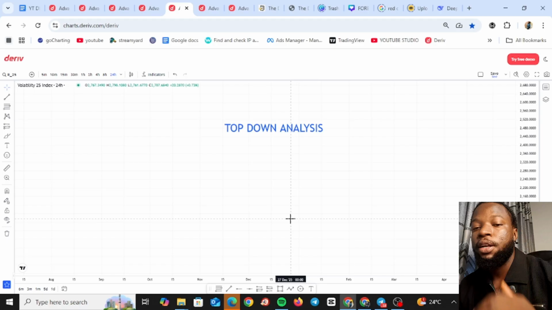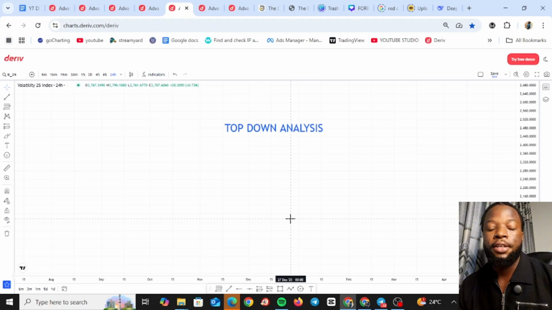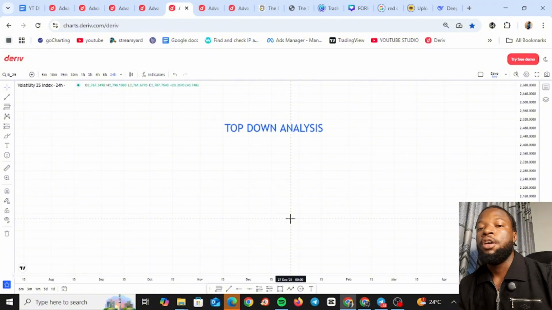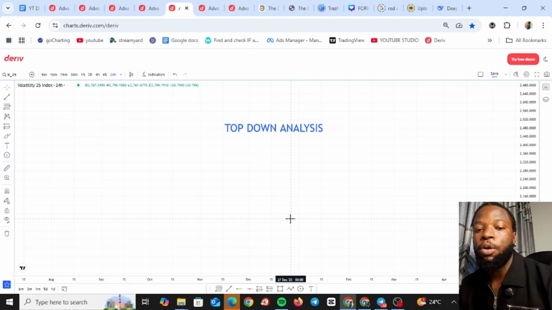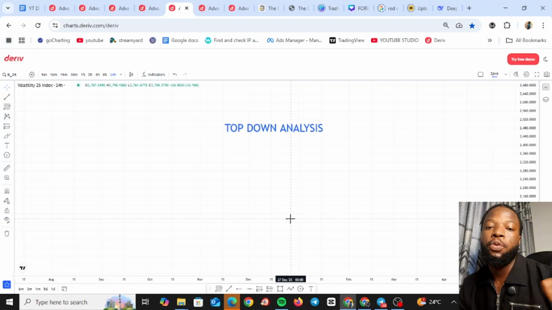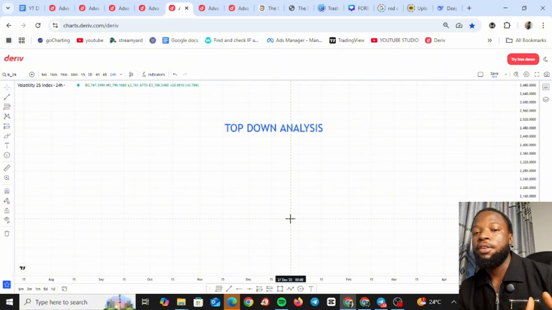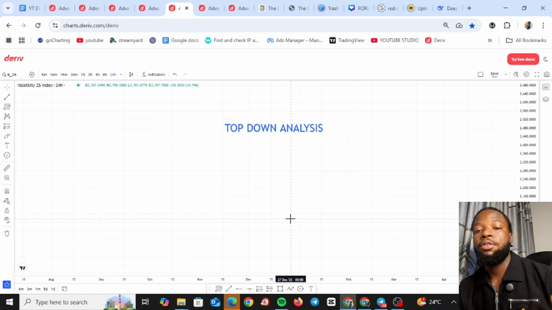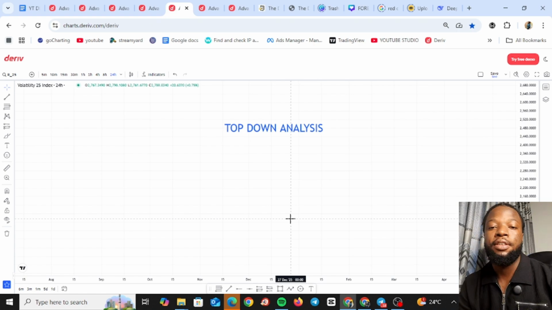So basically, top-down analysis simply means identifying the market trend on a larger time frame and then narrowing it down to a smaller time frame where you can have your trading opportunity. You understand where the market is coming from and where it's going to on the higher time frame, like the weekly or the daily, and then you narrow it down to the smaller time frame, such as the 1 hour, 30 minutes, 15 minutes, where you can get your potential entry and your exit point.